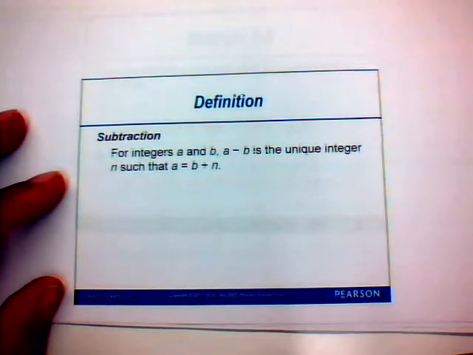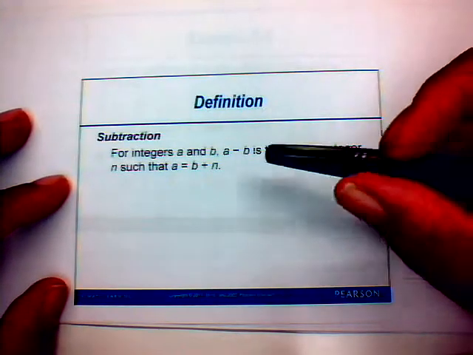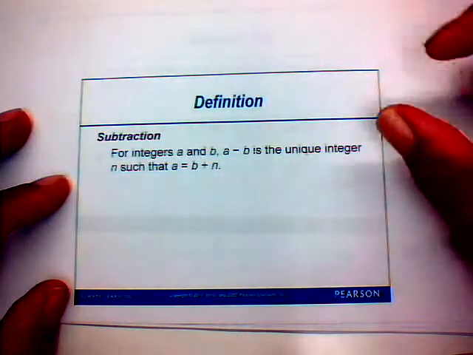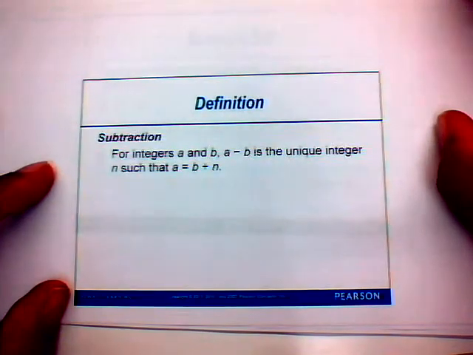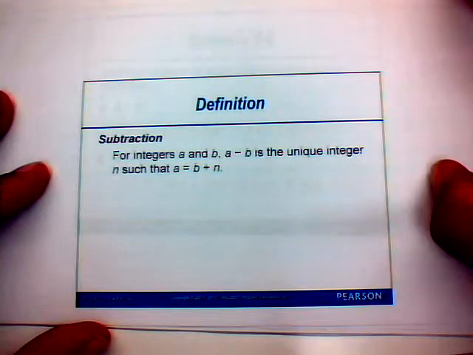And this is the definition for subtraction of integers. For integers a and b, a minus b is the unique integer n such that a is equal to b plus n.